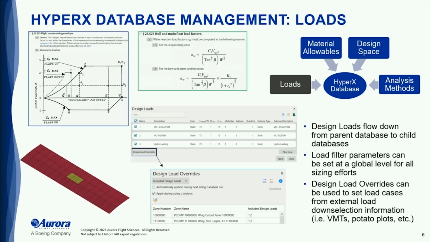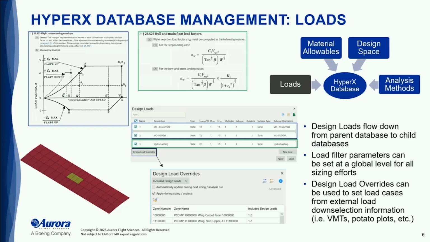Now, the design load sets that come into that HyperX database that tie into your loads help manage this. So for our flight maneuvering cases, that might be applicable to our entire vehicle that's experiencing bending in flight for up bending or down bending cases. But something like a specific CFR for hydro landing cases may only be relevant to the bottom section of the vehicle. And so that's where things like design load overrides can help specify what parameters are used where.